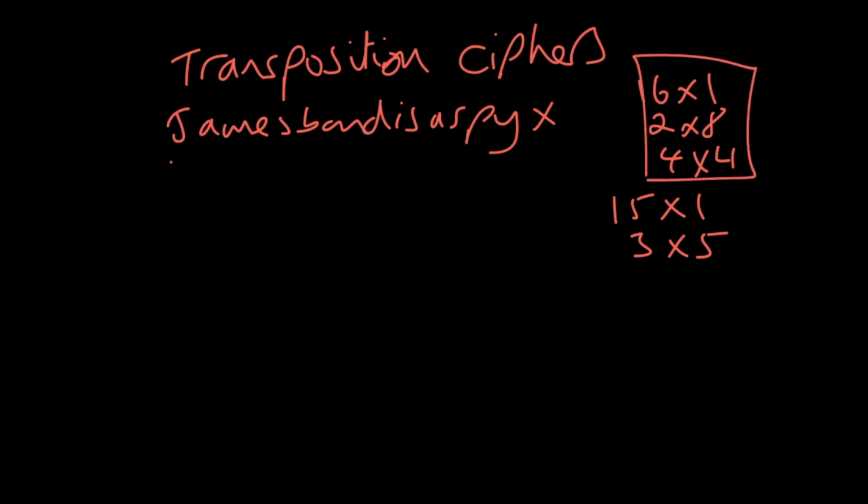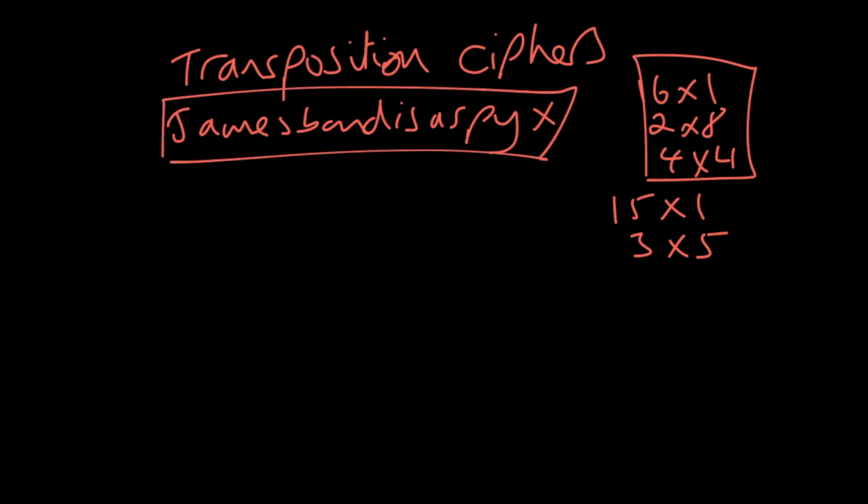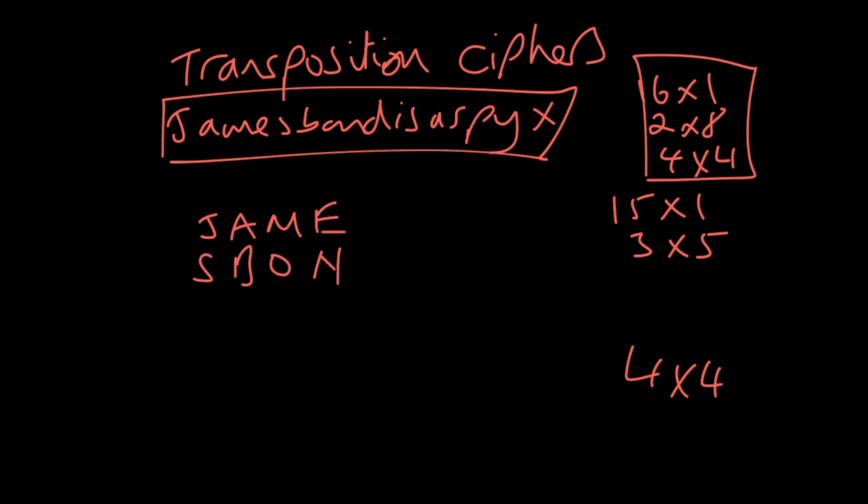What I'm going to do is take my plain text and write it in a 4 by 4 matrix. So James, so there's 4, Bond is a spy, and then that extra X there as a placeholder. So I've used the grid. Now what I'm going to do is encode the message by writing the letters down vertically.